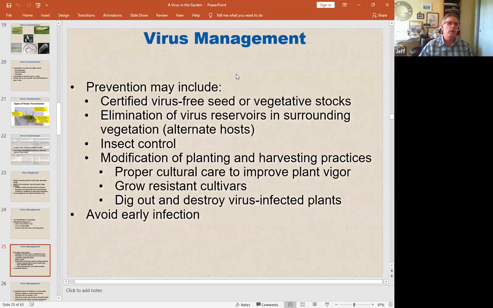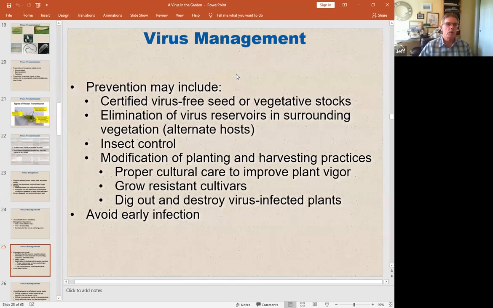So prevention with viruses is the key. As with most diseases, it's most effective. Use certified virus-free seed or vegetative stocks. If you want things grown from cuttings, and you got them at a nursery, or from a friend, whatever the case may be, be aware of transmission of viruses. Eliminate virus reservoirs or alternate hosts in the environment.